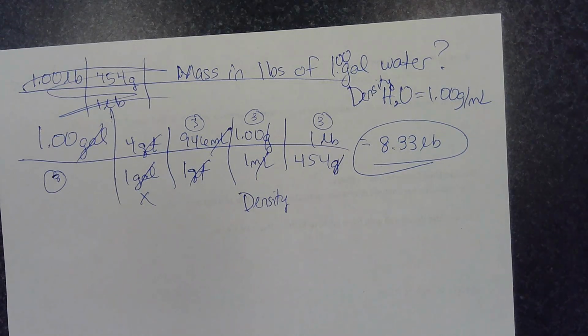Put 6,000 times 8.33, and divide by 2,000. You said times 8.33? Yep. 6,000 times 8.33 divided by 2,000. What do you get? 25 tons. 25 tons of water.